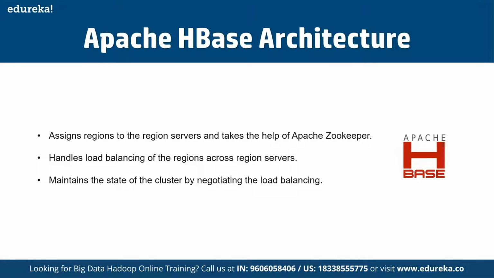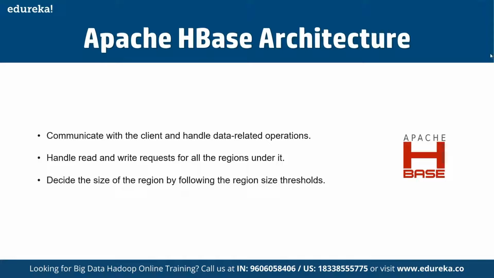All right. So basically here we can assign regions to the region servers and take the help of Apache Zookeeper. We are also going to handle load balancing of regions across region servers. And then we can maintain the state of the cluster by negotiating the load balancing itself. It allows good communication with the client and handles data related operations. It also allows us to handle read and write requests for all the regions under it. And then it decides the size of the region by following the region size as available here.